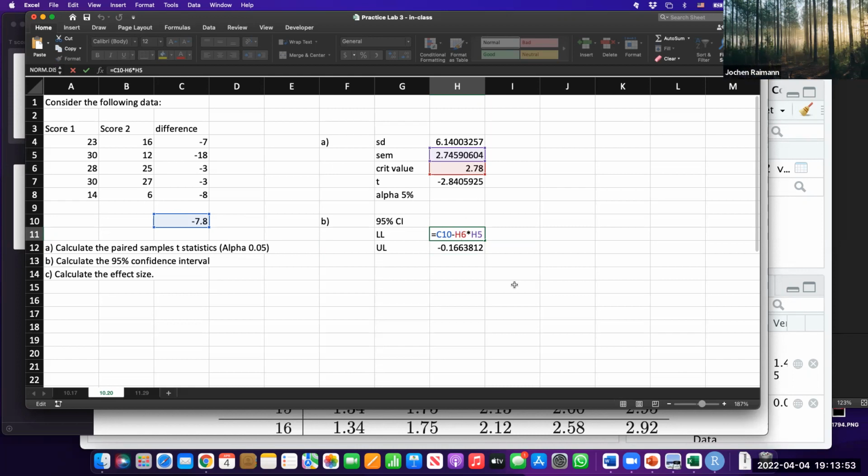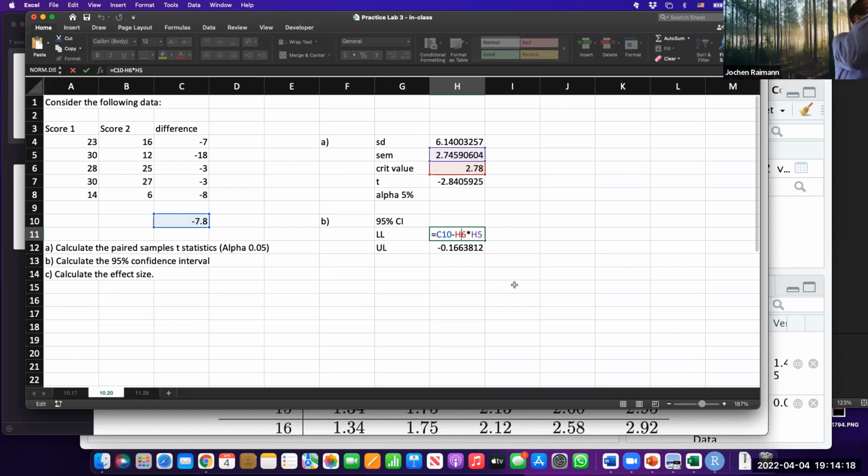It's the mean minus the critical value multiplied by the standard error of the mean. And then the other one just plus instead of minus. Correct. Yes, I did what you did, but I got a very different number. That's a problem. Would you do the upper, so I can show you? C10. What did you do?